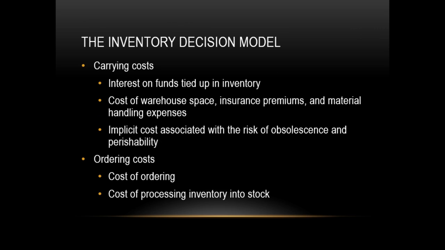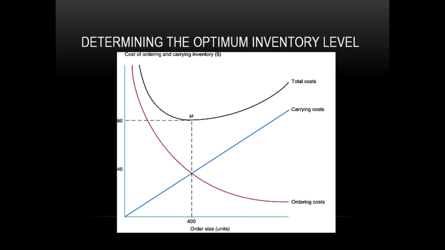The inventory decision model also includes carrying costs: interest on funds tied up in inventory, cost of warehouse space, insurance premiums and material handling expenses, implicit costs associated with the risk of obsolescence and perishability, and then ordering costs, which is the cost of ordering and cost of processing inventory in stock.